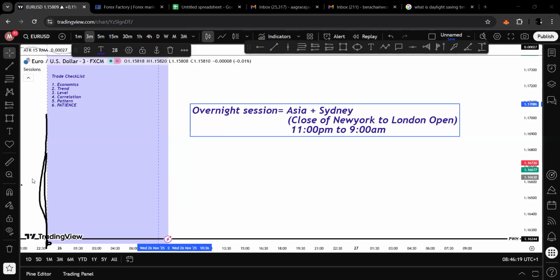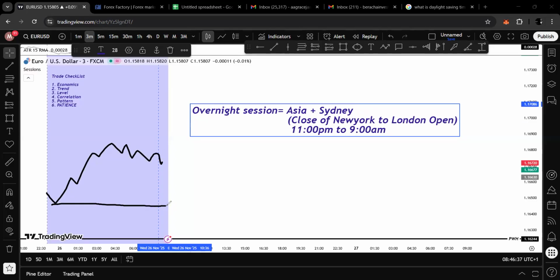Okay? So now please pay attention. In this blue case, my Asian high or Asian low is simply the lowest part of that blue zone, of that blue time, and the highest part of the blue time.